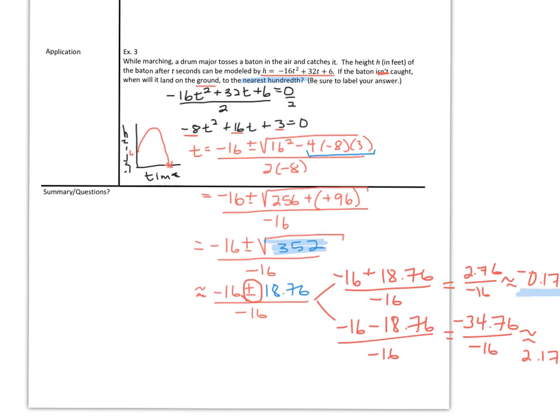There we go. So we've got that negative time and a positive time. Which one would make sense to actually land on the ground? Definitely the positive time. So what that would indicate is that that negative solution isn't valid. So therefore, up at the top, we'll say it takes approximately 2.17 seconds for the baton to land on the ground if it isn't caught. And that is lesson 2.6.